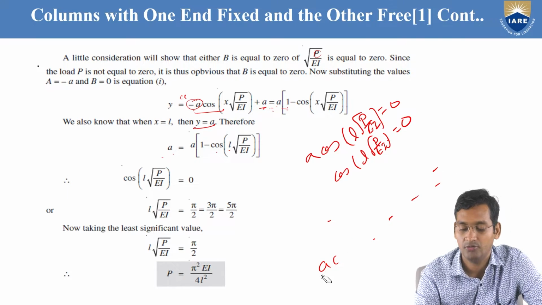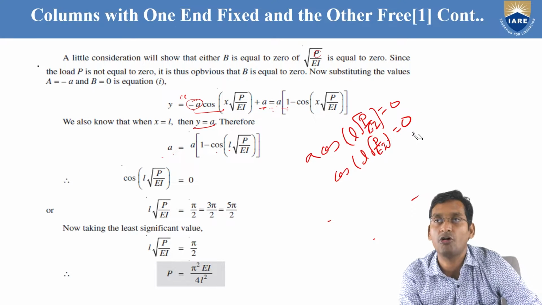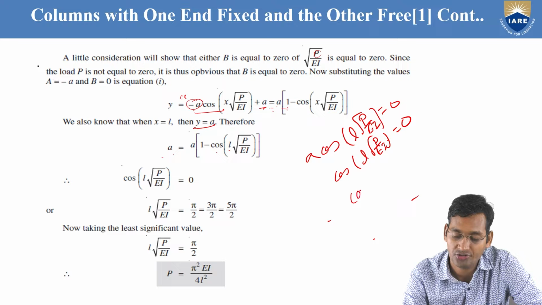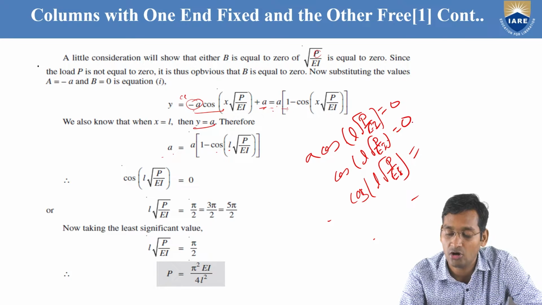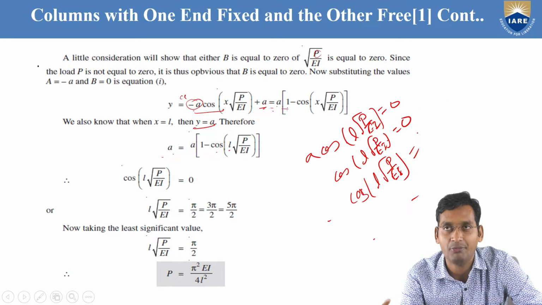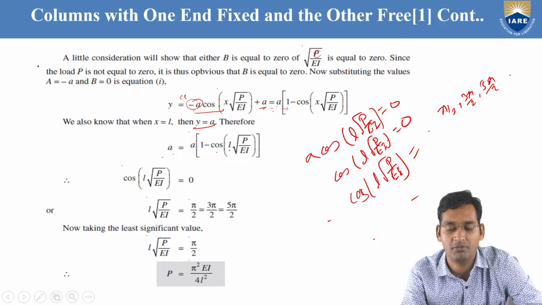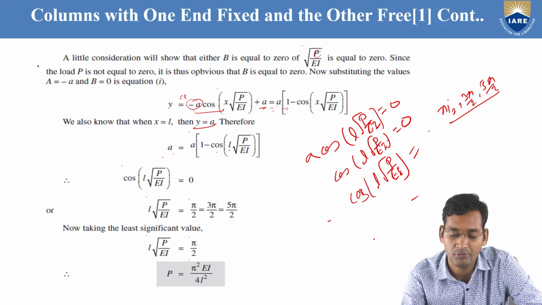Now the same way we have to use what value of cos is 0. In that term we can apply. So cos L root P by EI is equal to what? Cos pi by 2 is 0. So we have to take what? Least value. So for pi by 2, 3 pi by 2, 5 pi by 2, odd multiples of pi by 2 will be 0. So here we have to take the least value. So we are taking pi by 2. So cos pi by 2.